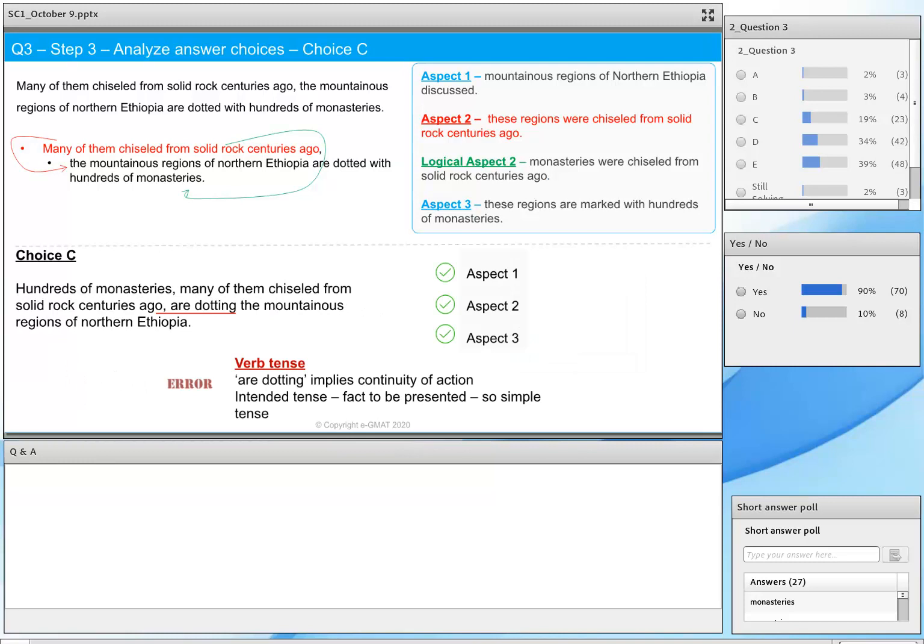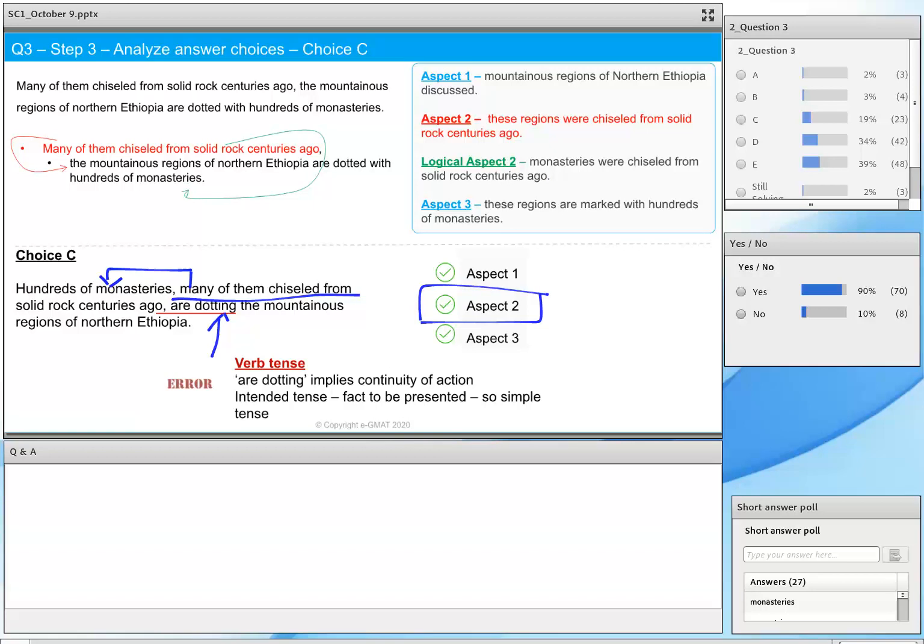Now, choice C fixes our logical error. See how many of them chiseled is placed next to hundreds of monasteries. So my modification has been fixed. My aspect 2 has been fixed here. But choice C again is incorrect because of the use of the wrong verb. I don't need R dotting because the monasteries are not dotting as I speak or as you attend this session. We use continuous tense for an action that is going on at this very moment. But that is not what the sentence wants to say. The sentence is only presenting a general information that, hey, in those mountainous regions, there are many monasteries. That's all it wants to say.